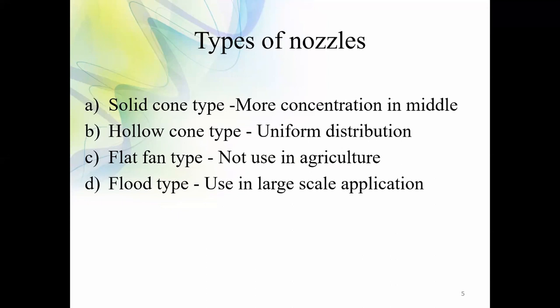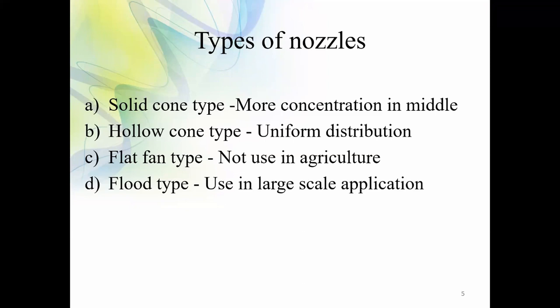Normally, the nozzles need to be selected based on the application and also based on the coverage area, and we want to minimize the spray drift. Normally, spray drift is the airborne loss of chemical during spraying. And based on the purpose, the nozzles are classified into 4 main types. Those are the solid cone type, hollow cone type, flat fan type, and flat type.